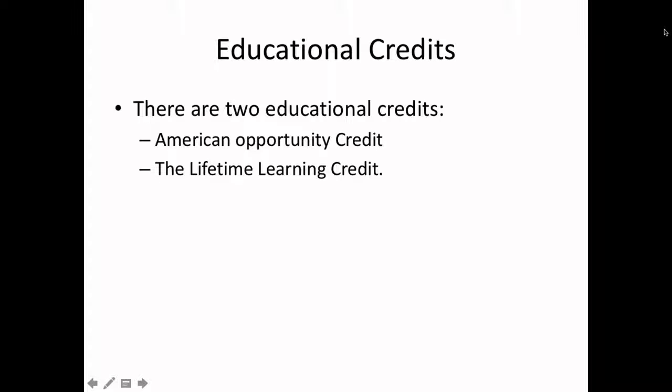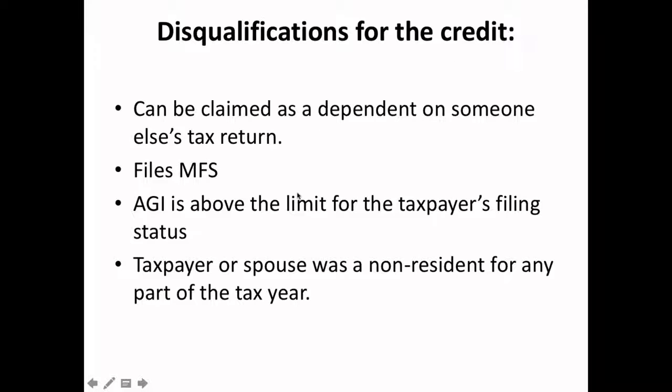Let's go ahead and talk about the first credit, American Opportunity Credit. And let's talk about the disqualifications for the credit. How can you not qualify for this credit? So I'm going to make it easier for you. Instead of saying what do you need to do to qualify, let's talk about what are the things that are going to disqualify you.